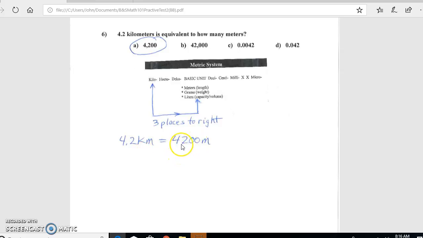So the decimal point was originally between the 4 and the 2, and I moved 3 places to the right. 1, 2, 3. 4.2 kilometers is equal to 4,200 meters. And that would be letter A in this problem.